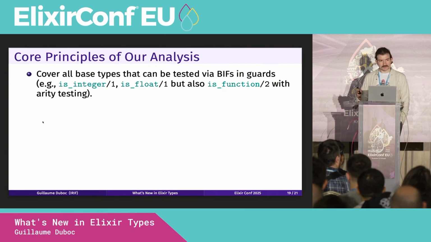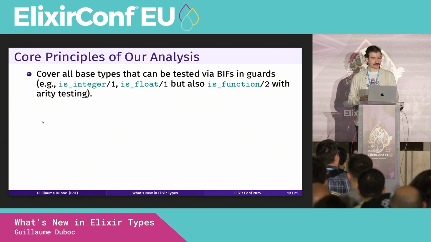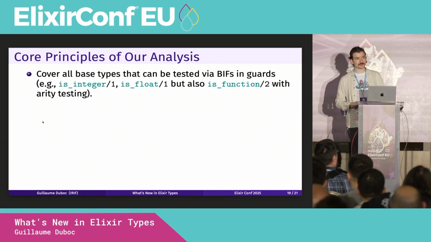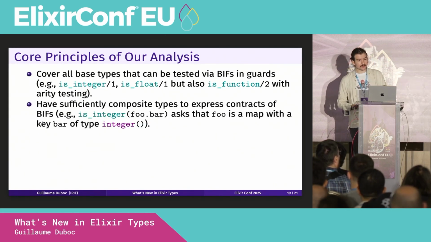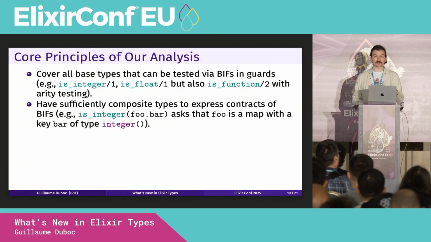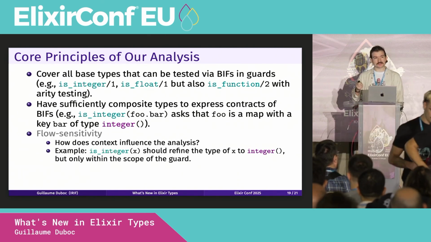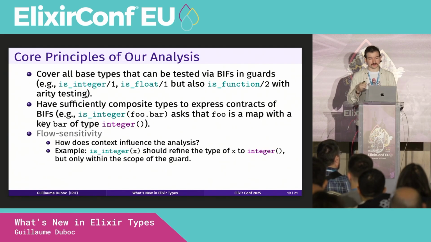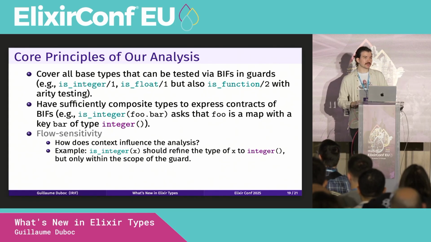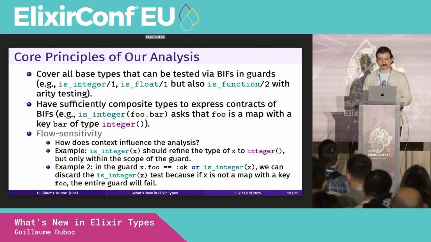And we've progressed a lot into being able to cover all the built-in functions that compose guards. Now that we have functions with given types, we can handle the isFunction guards. We have the composite types that allow us to express things such as isInteger of X.foo. And what remains is to do this precise flow analysis to exactly perform inference on guards, and refine even more the checking that we do on functions.